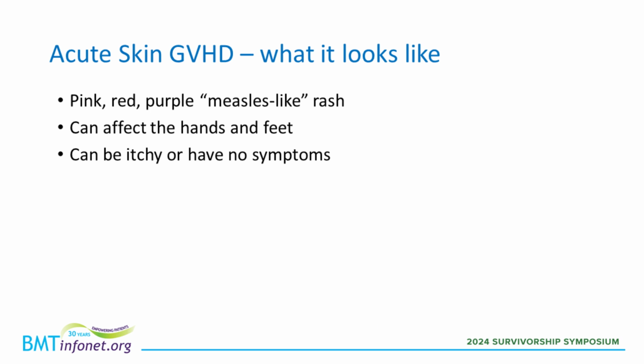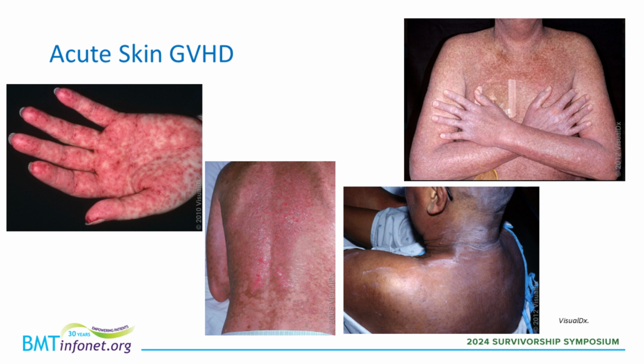So what does it look like? Generally, it's going to be pink, red, or purple bumps. We call it a measles-like rash, meaning that it's sort of red and widespread. It can be on the trunk, meaning the chest, the back, the belly. It can be on the arms and the legs. It can even be on the face. And it very commonly will affect the hands and the feet. In some cases, it can be itchy, and in some cases, patients might have rash everywhere but have no symptoms associated with it. Here are some representative photographs of acute skin graft-versus-host disease.